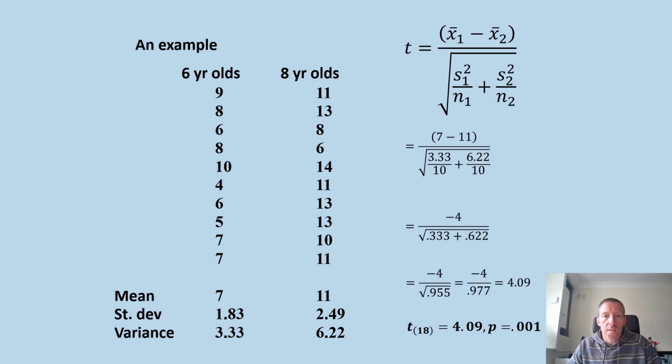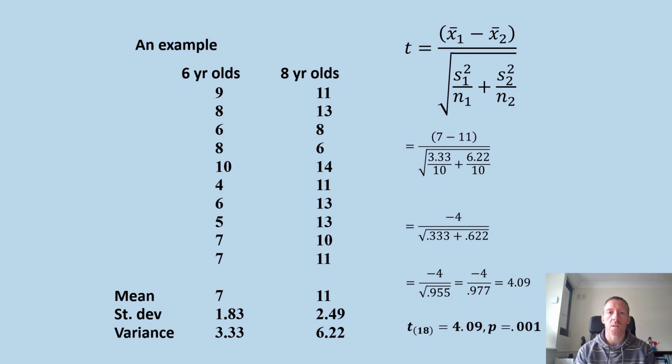We have 10 participants in each of our 2 groups, and we can work out the mean score for the 6-year-old group, and it's 7. We can work out the standard deviation for that group, and the variance, which is just the square of the standard deviation. The mean is 7 for 6-year-olds and the standard deviation is 1.83. The mean is 11 for 8-year-olds and the standard deviation is 2.49.